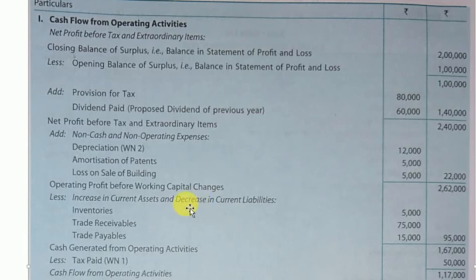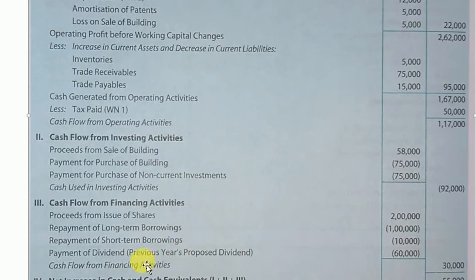So children, you can see here depreciation on building, loss on sale of building 5,000. Both these amounts, 12,000 and 5,000, are added under non-cash and non-operating expenses. Hope this is clear. Now let us see the investing activity where the purchase and sale have been treated. Proceeds from sale of building 58,000. This is added, and then payment for purchase of building 75,000 is subtracted and hence put in bracket. I hope this is understood to all of you.